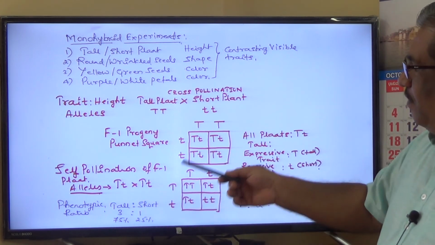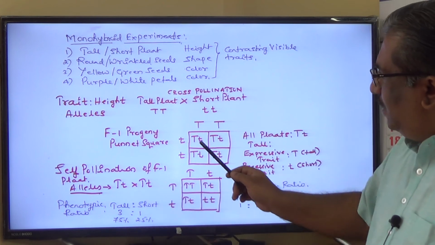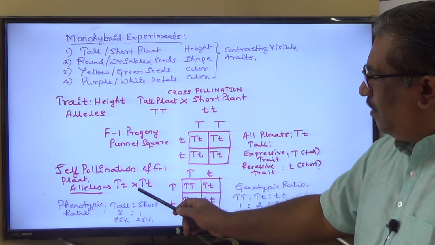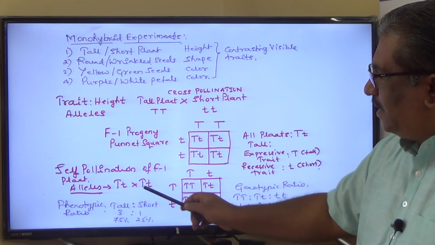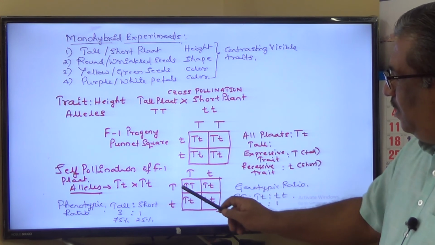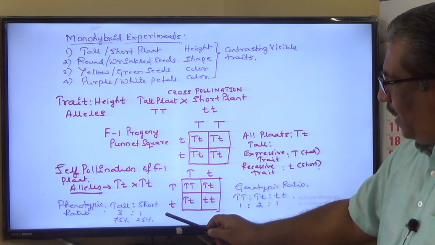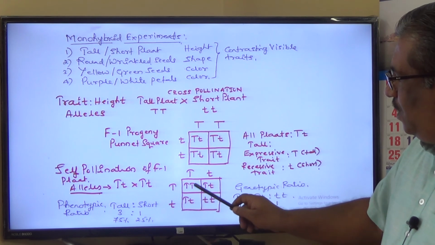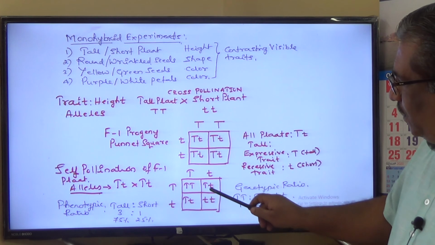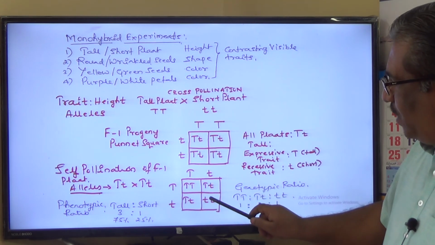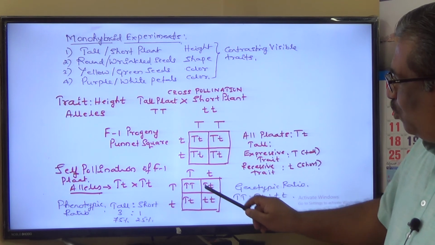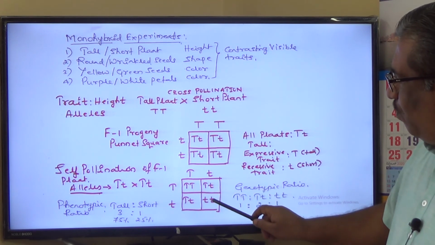Self-pollinate the F1 plants. The alleles are the hybrid alleles. The genetic composition is capital T, small t, cross capital T, small t. This is a self-pollination: capital T, small t for one plant, capital T, small t for another plant. Combine these together and you get this genetic combination. The phenotype is 3 tall plants, 1 short plant, and therefore the phenotypic ratio, tall to short, is 3:1.